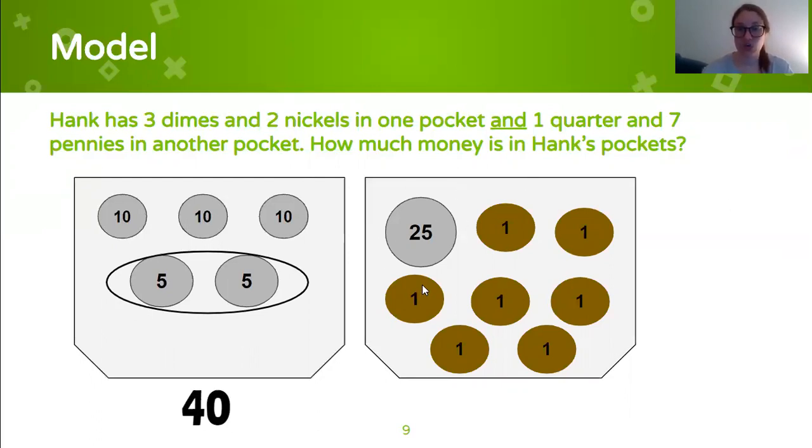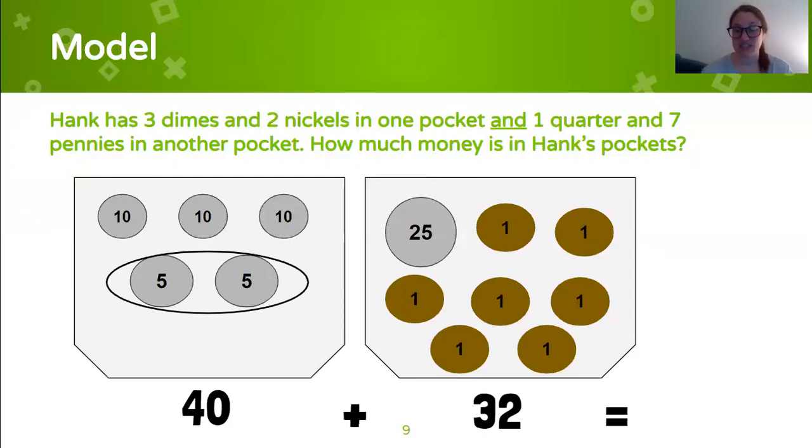Again, start with your biggest coin and then count on by ones. 25, 26, 27, 28, 29, 30, 31, 32. So we've got 40 cents in one pocket and 32 cents in the other. Again, we're going to add those numbers together to find out how much money Hank has in his pockets in all. So 40 plus 32.